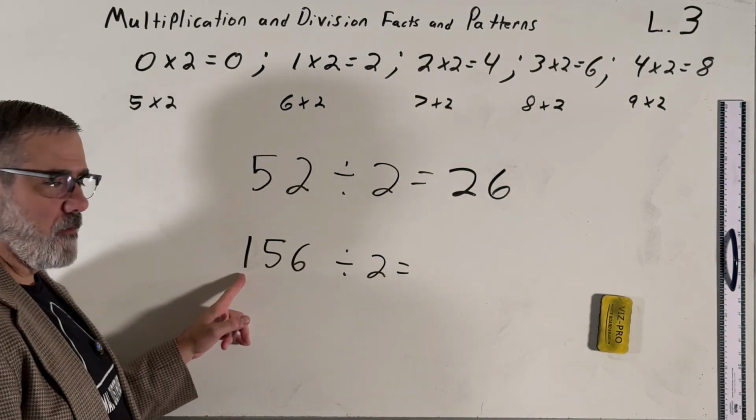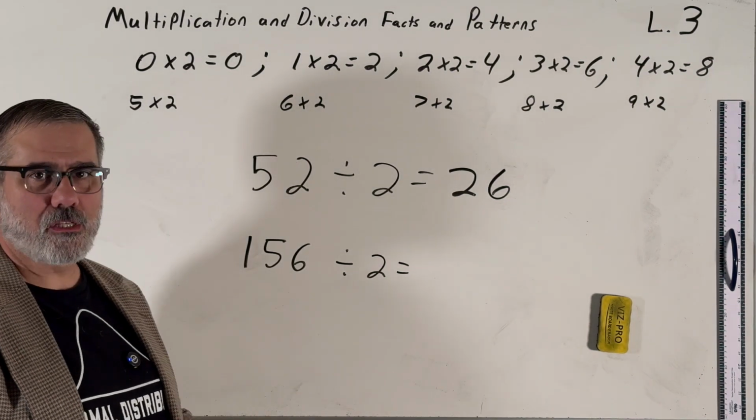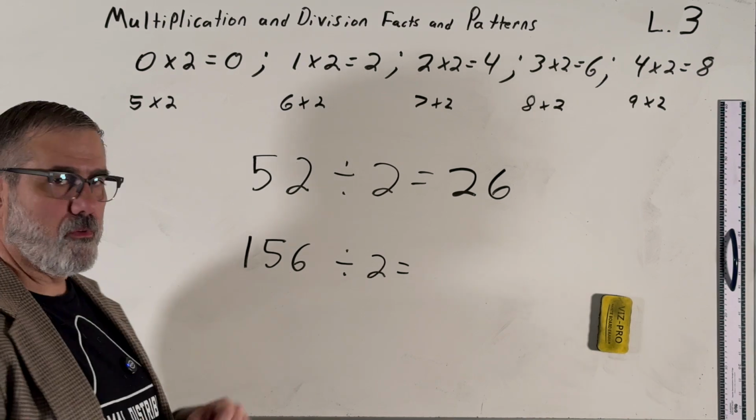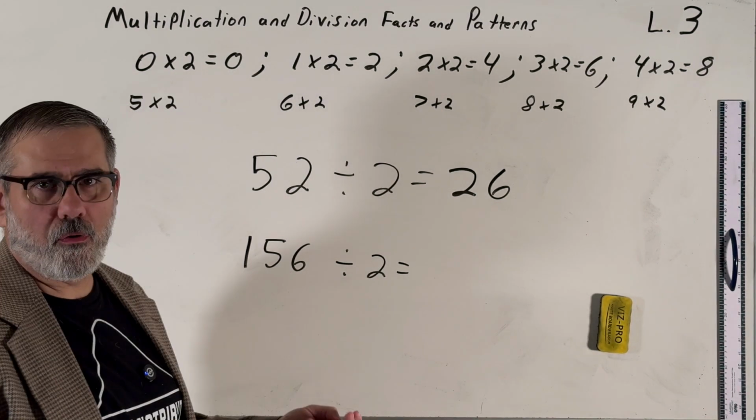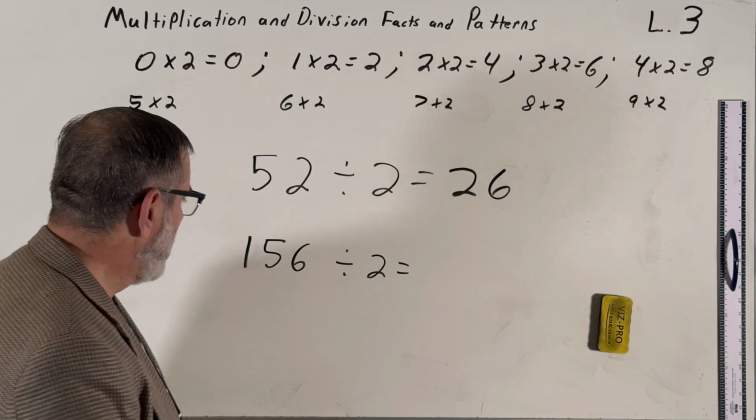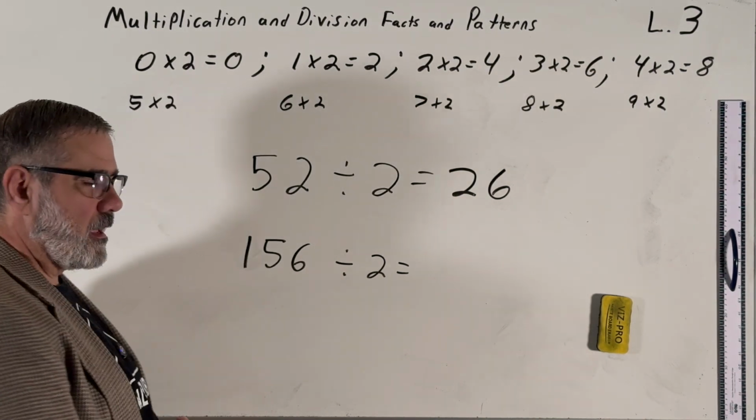Well, our first digit is odd, so we have to treat it like the next lowest even number. The next lowest even number is 0, and half of 0 is 0. But leading zeros we don't need to write, so I'm not going to write the 0 down. We just move on to the next digit. Now we take half of 5.